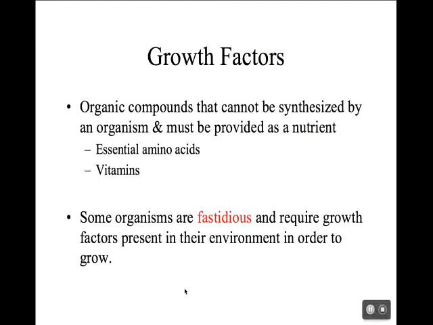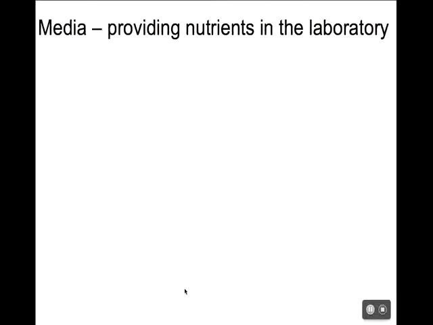What kinds of stuff would you be adding? What kind of growth factors would you add for a fastidious organism? You might add blood. You might add a vitamin mix. These are things that contain lots of different nutrients in it to help out those fastidious organisms. You may add an amino acid mix or extra vitamins. These are growth factors that you're adding to help out those fastidious organisms.